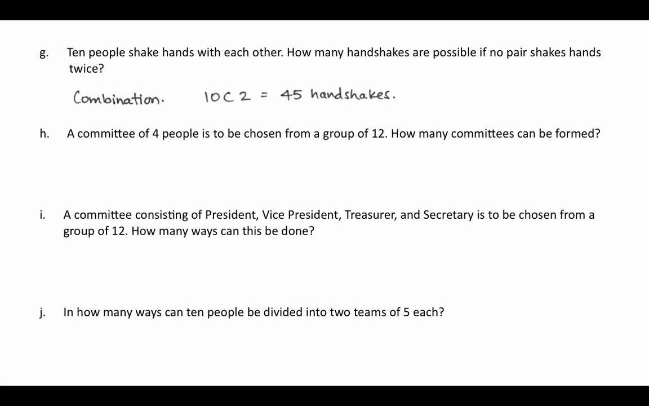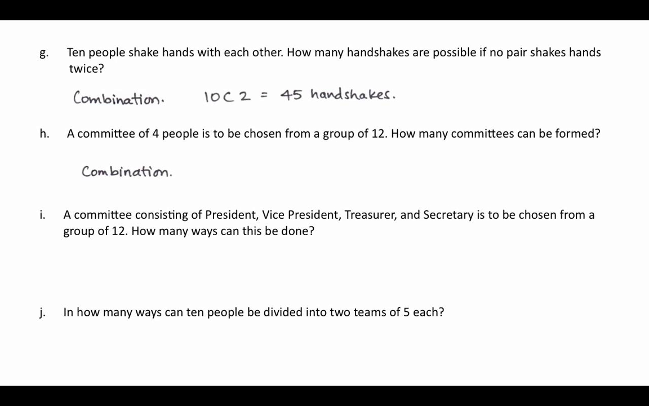A committee of 4 people is to be chosen from a group of 12. How many committees can be formed? Again, key word here, and it's a dead giveaway: chosen. You can also talk about committee. If you're forming a committee of people or a group of people, you're talking about order not being important. Especially because they haven't given us any role, like the first person chosen will be the treasurer or something like that. Then order's important. But here it's just a committee. So this is a combination.